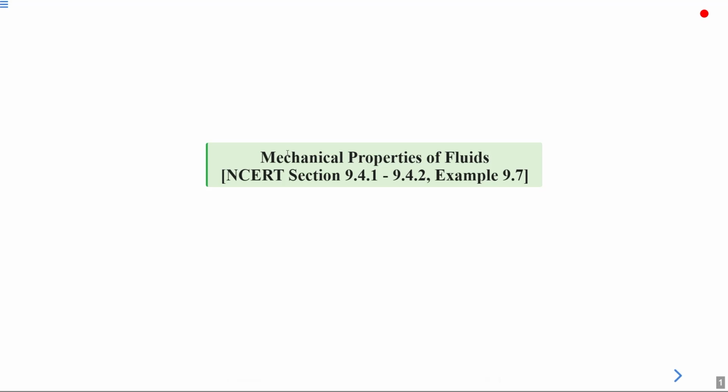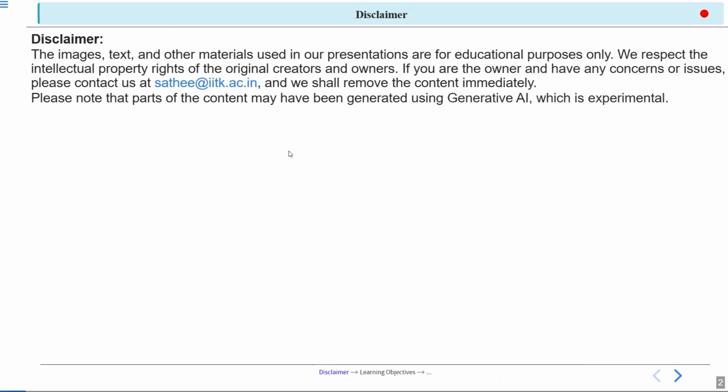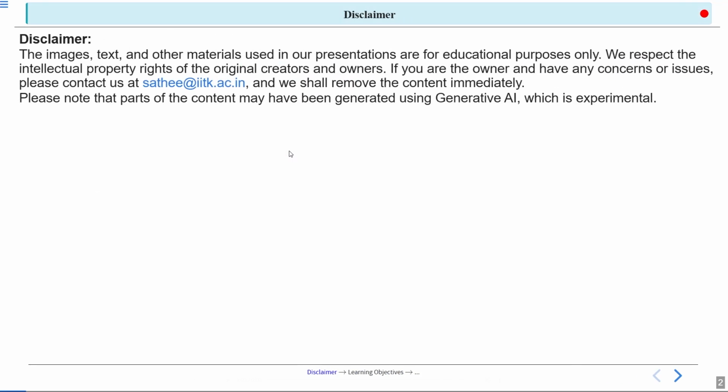Hello students, in today's lecture we are going to learn about mechanical properties of fluids. NCERT section 9.4.1 to 9.4.2. Example 9.7. This is disclaimer.